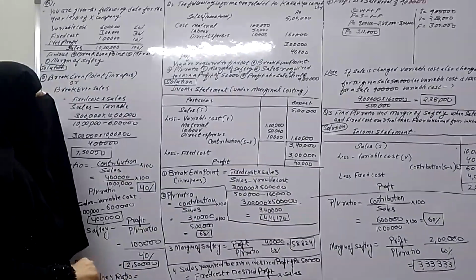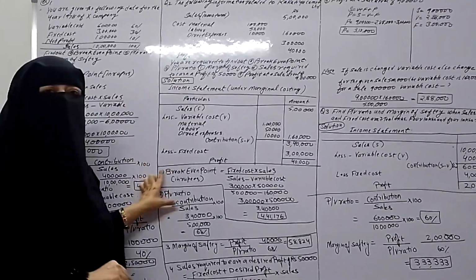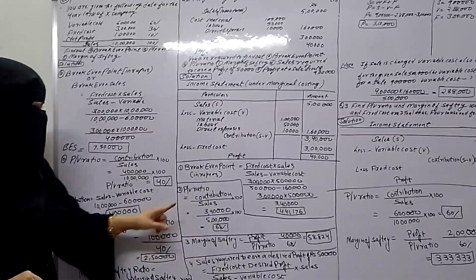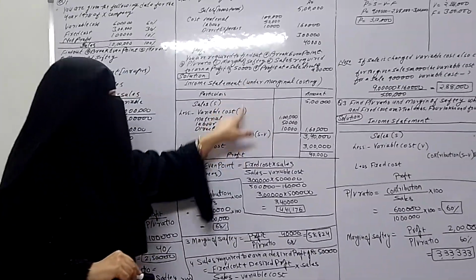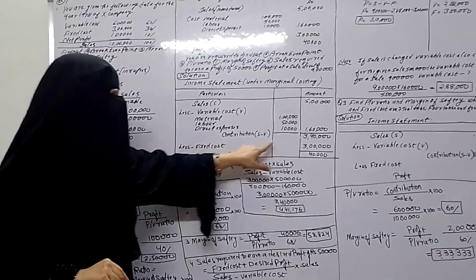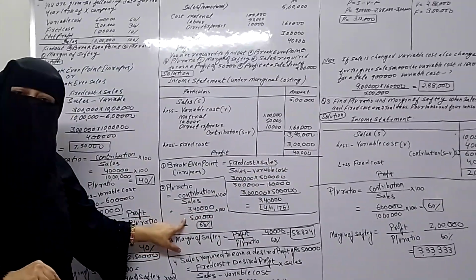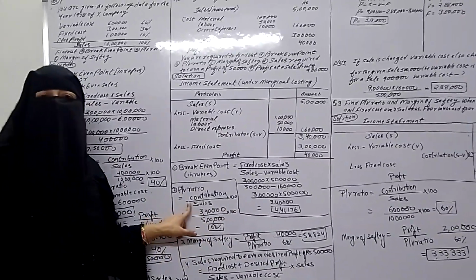Now next point, PV ratio. For calculating PV ratio, the formula is contribution by sales into 100. Now for contribution, just now we found contribution by making the income statement. So contribution is 3,40,000. So 3,40,000 by 5 lakh into 100, we get 68%. This is our PV ratio.